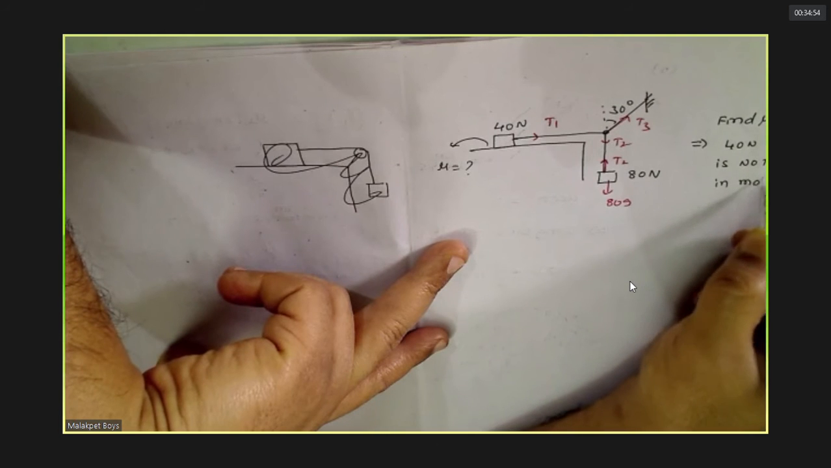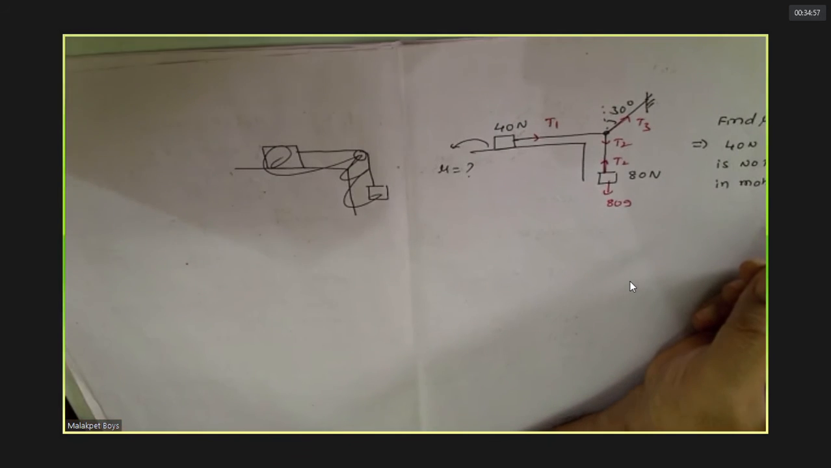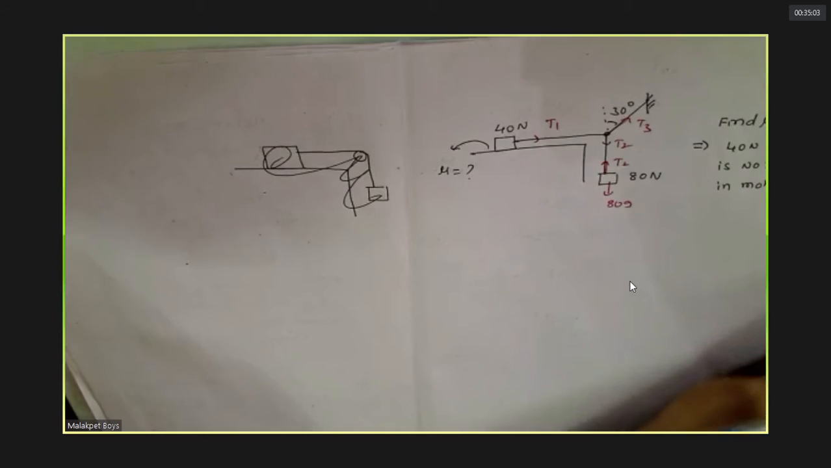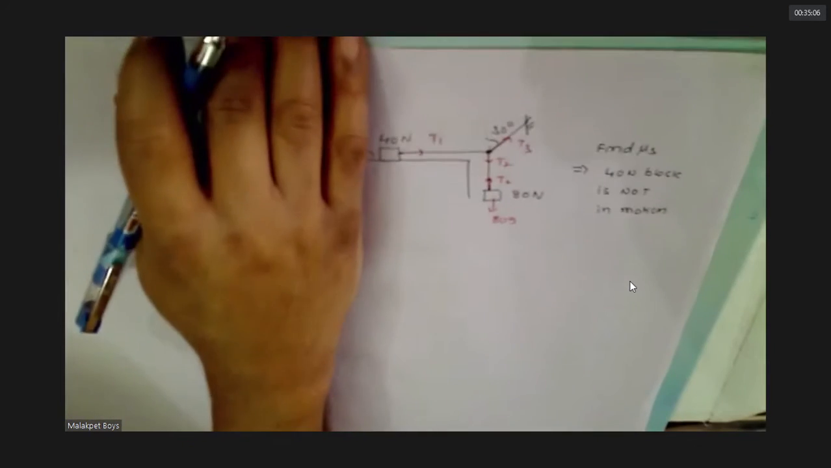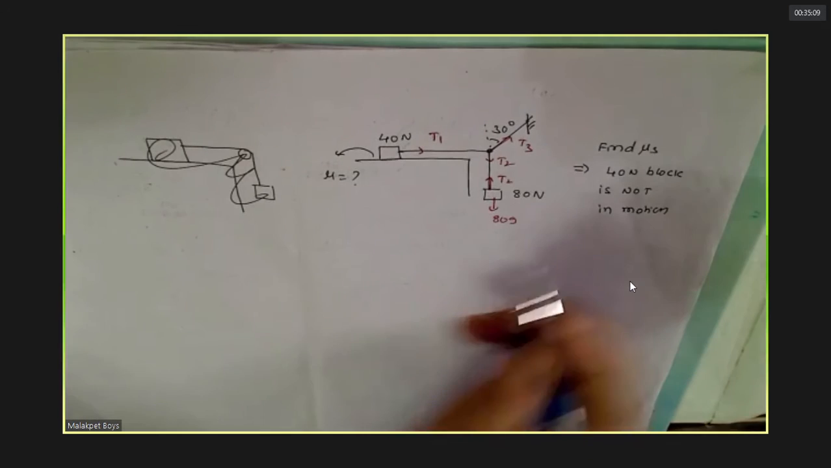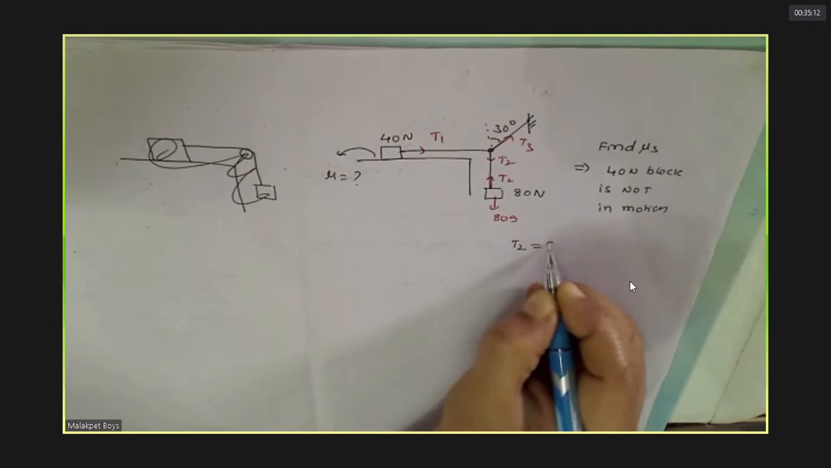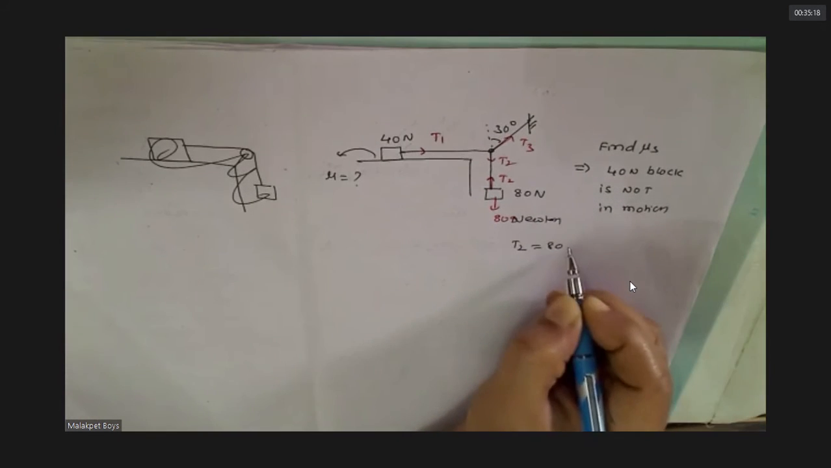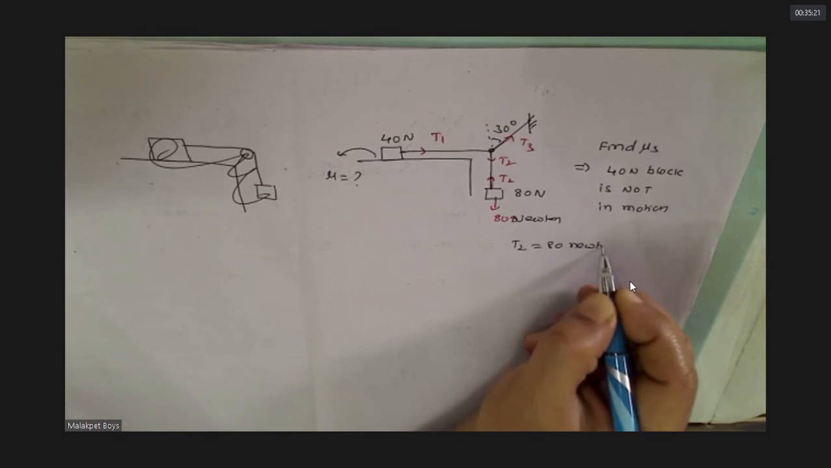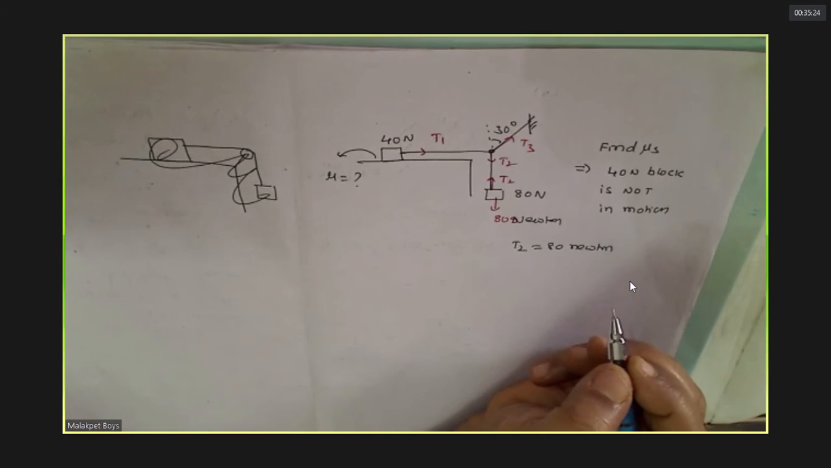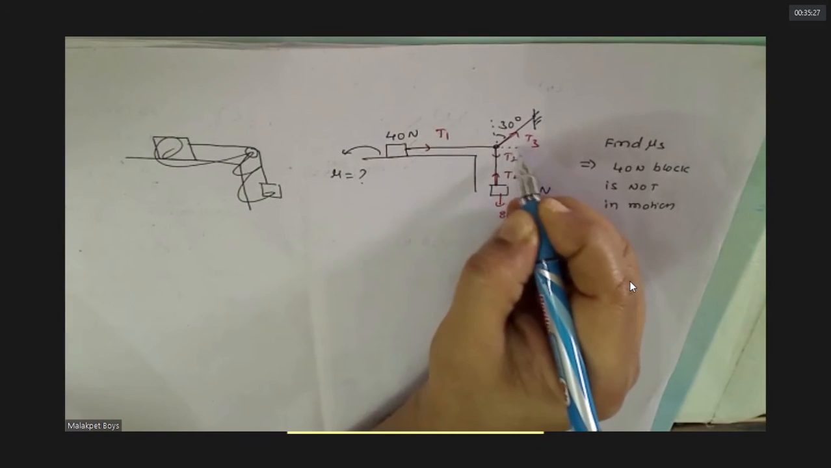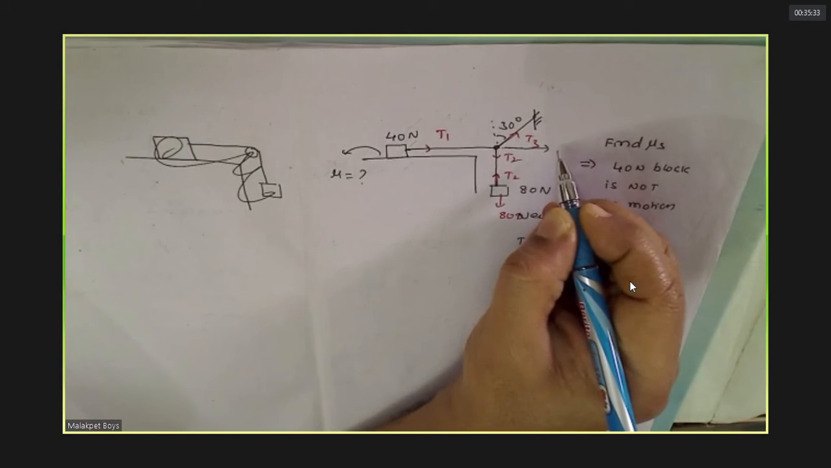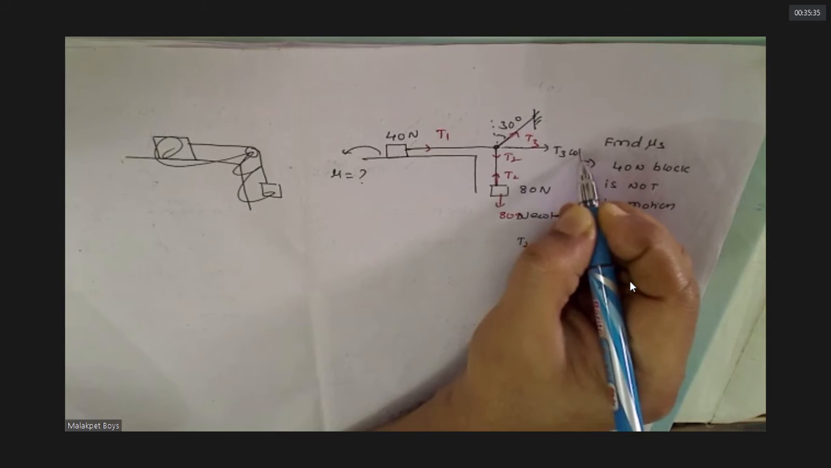Do you agree with this? Can you move the page a bit rightward? Do you agree with this? Yes, sir. See, for this point, this is 60, no? What will be this? T3 cos 50.